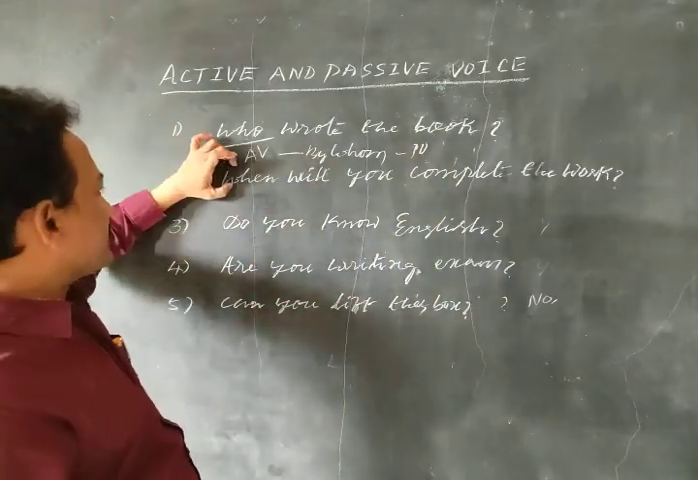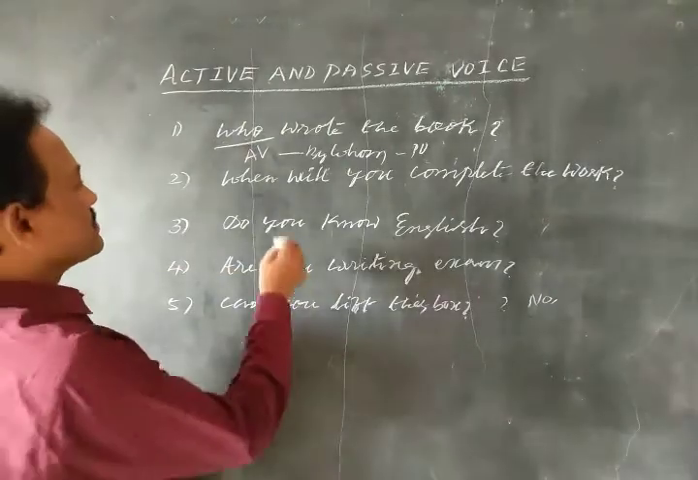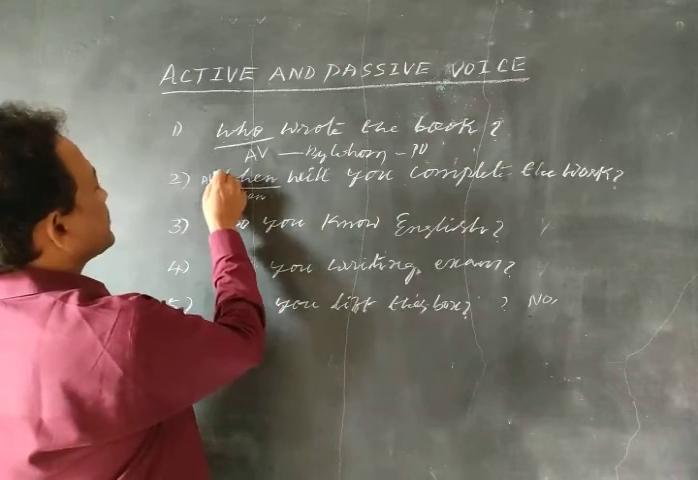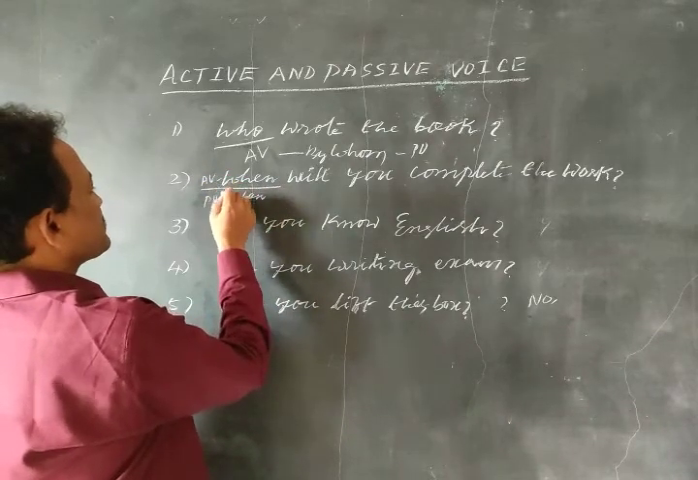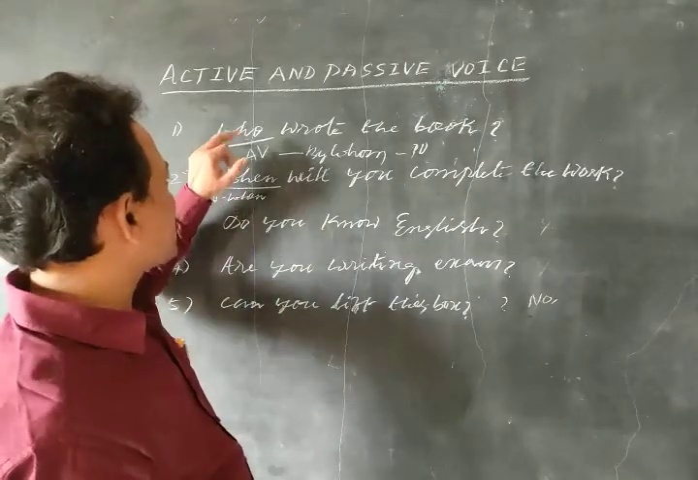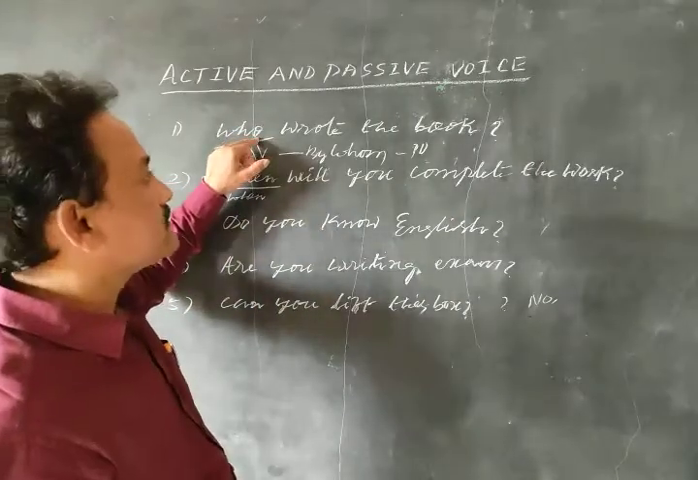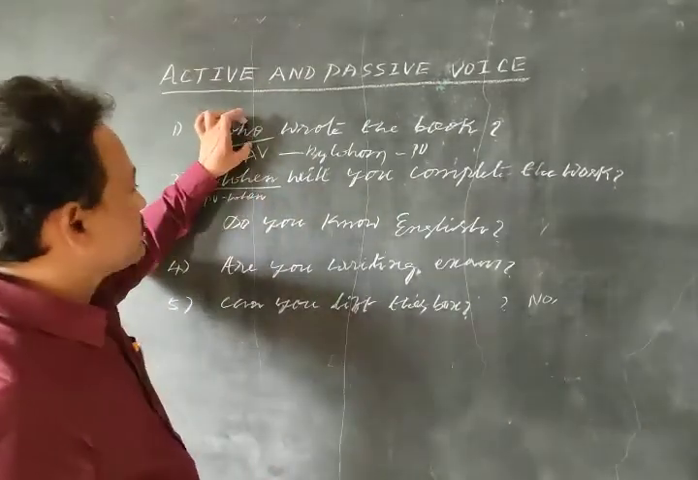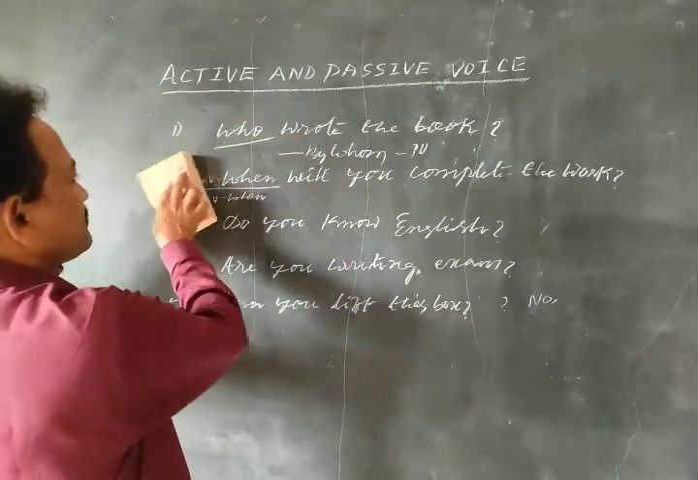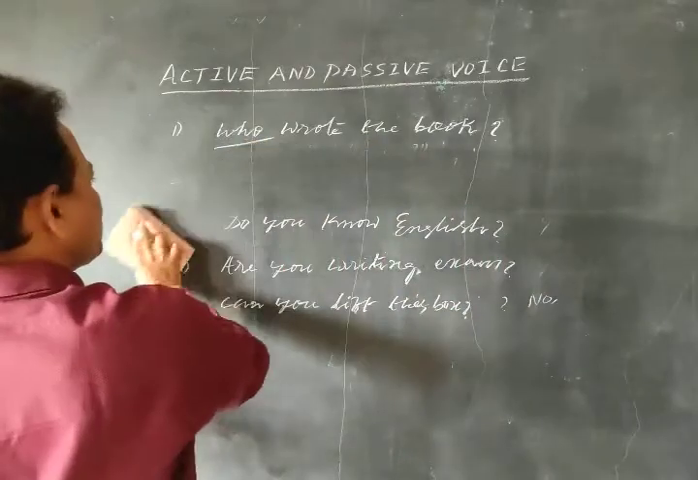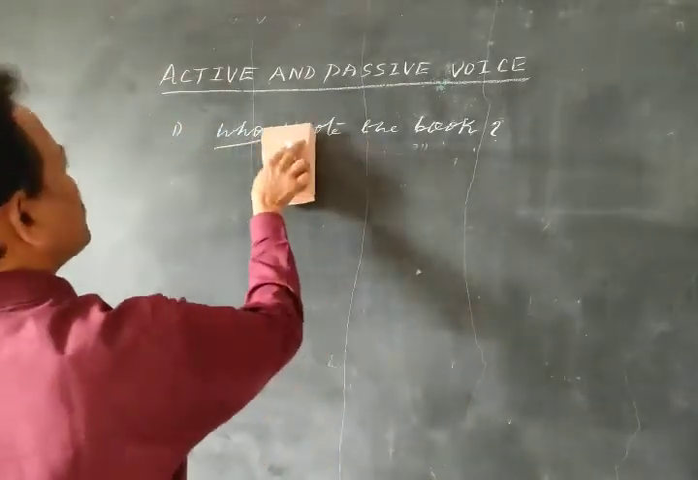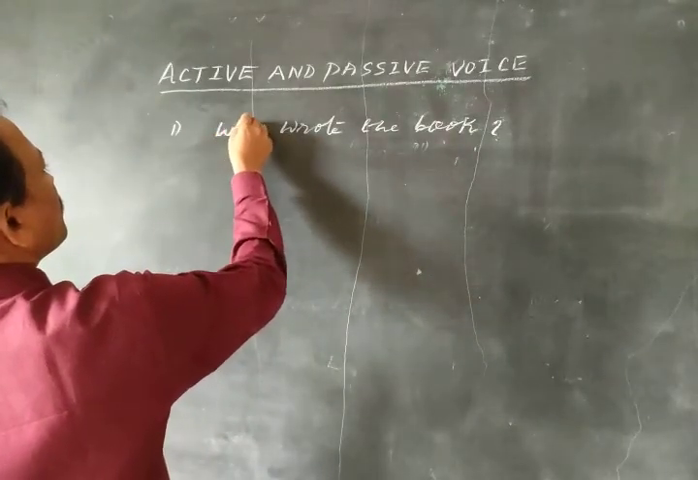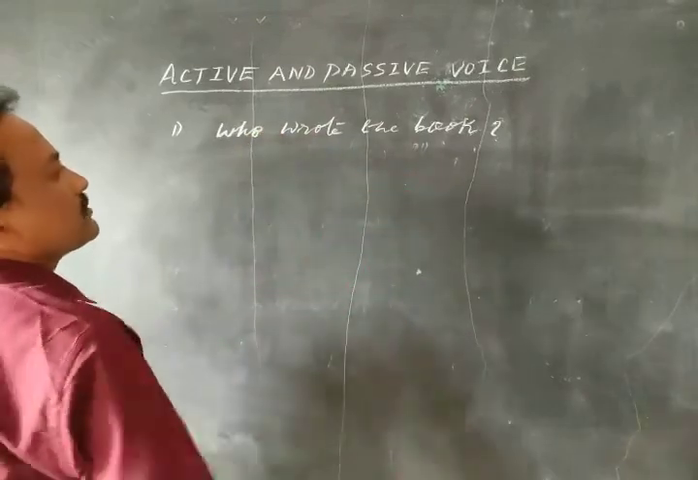But when a question begins with another WH word, suppose when, it starts the same in active voice and passive voice. Generally, for examination purposes, let us first discuss the question beginning with who. See, who wrote the book? Who wrote the book?